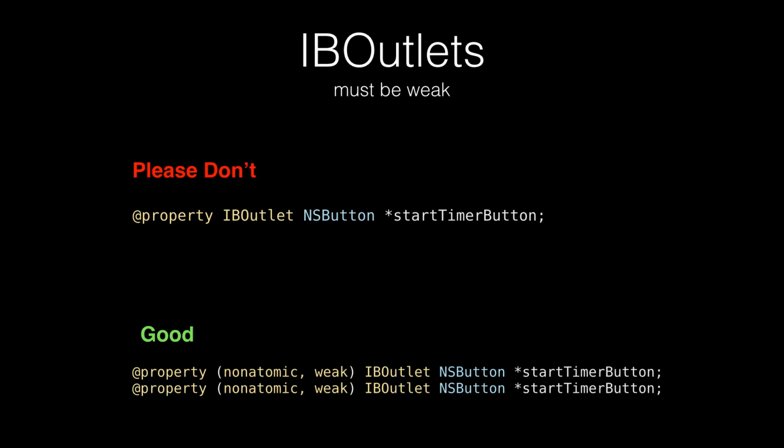By default, IB outlets are weak. When you control drag from your control to your source file, you'll see that it comes out with the weak attribute. It's actually better to have nonatomic weak, so go ahead and modify that. And if you create your own IB outlets, you don't want to leave it blank, because that'll just default to strong atomic, which you don't really want for outlets. You always want weak outlets.